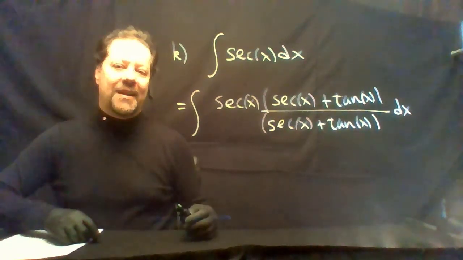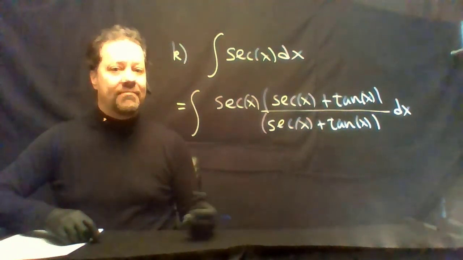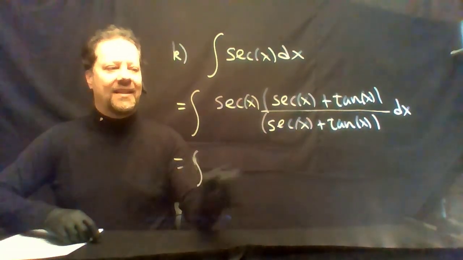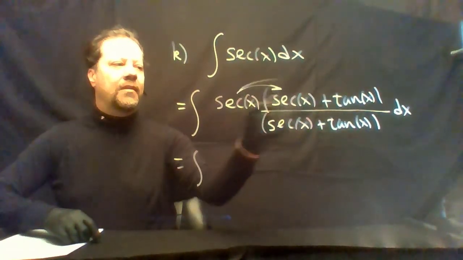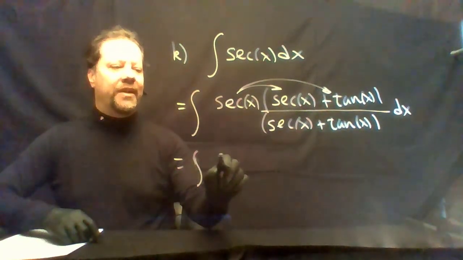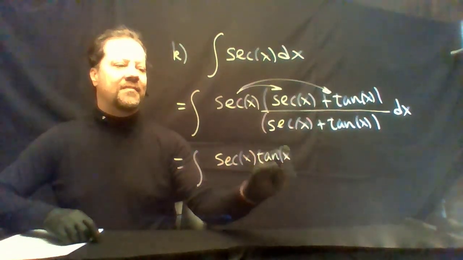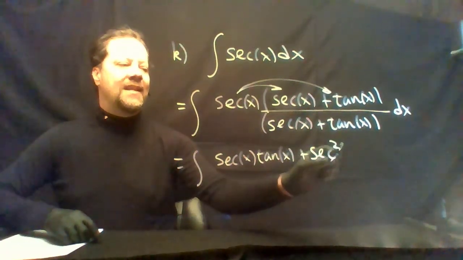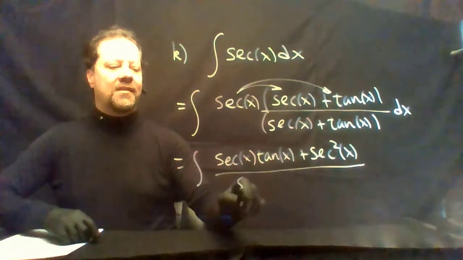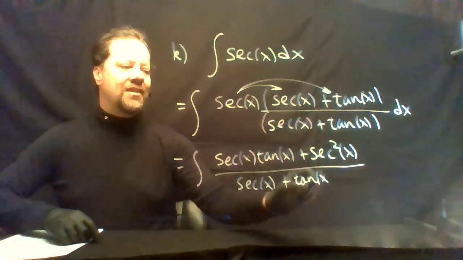As long as you're multiplying by the same thing top and bottom, you're not changing the value of the integrand, only its form. We'll distribute, but we'll reverse the order of the terms in the numerator. We'll get secant of x tangent of x plus secant squared of x, still over secant of x plus tangent of x.